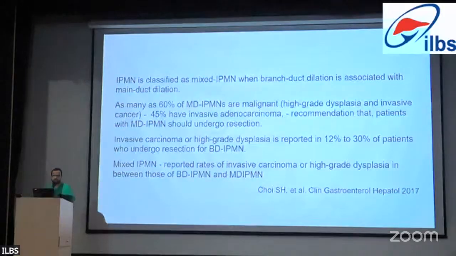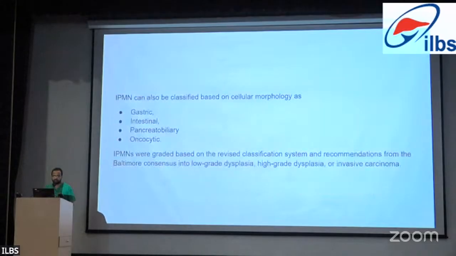main dilatation. Around 60% of the main duct IPMNs are malignant, with high-grade dysplasia and invasive cancers. 45% have invasive adenocarcinoma. So it is recommended that patients with main duct IPMN should undergo resection. Invasive carcinoma or high-grade dysplasia is reported in about 12 to 30% who undergo resection for branch duct IPMN. Mixed duct IPMN have rates of carcinoma in between those of branch duct and main duct IPMN.